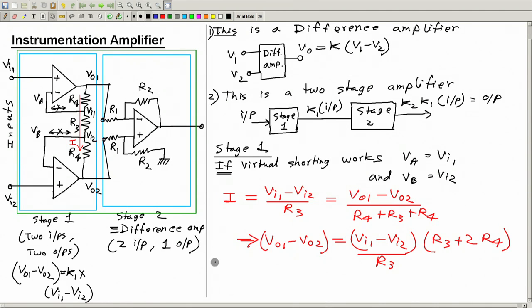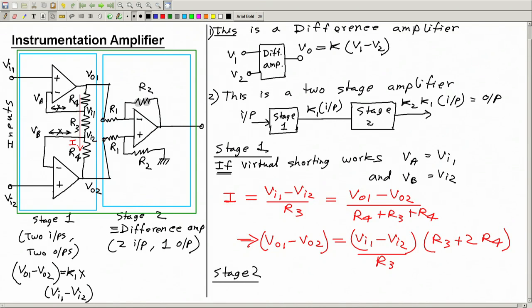So here, as we said, the difference of output is proportional to the difference of input. Yes, that is what we have here, and the derivation is simple. You just observe the same current flows from here to here. The potential difference between these two is the same as the input difference, and this is the output difference. Simple.